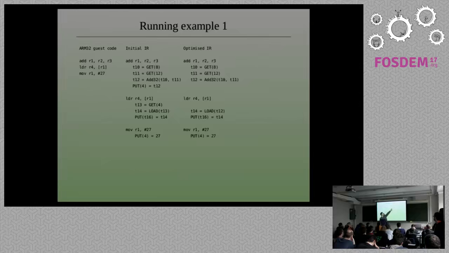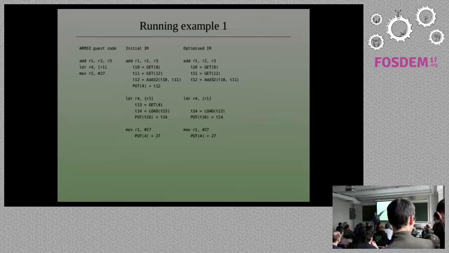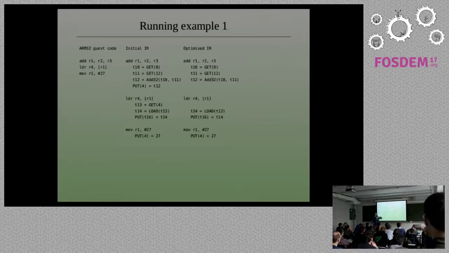And we also observe that we are overwriting this offset 4 in the guest state. So put 4 here and put 4 there. So this put is actually redundant. So this is actually quite a weak example, but it shows that you optimize so that you remove some of the artifacts in the original IR.